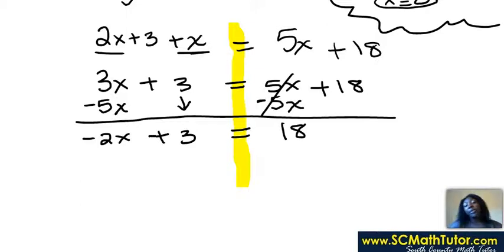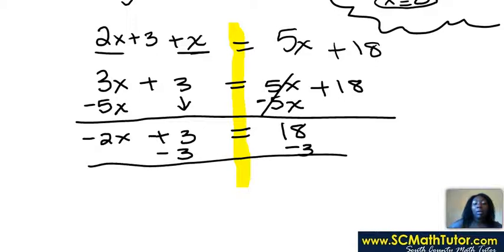I want to get my numbers on the other side, on the right side. So let's get rid of plus 3 completely. Get rid of it completely means make it 0. Subtract it on both sides to completely get rid of it. You don't want to see it on that side. 3 minus 3 is 0. So bring down the negative 2x, equals 15.